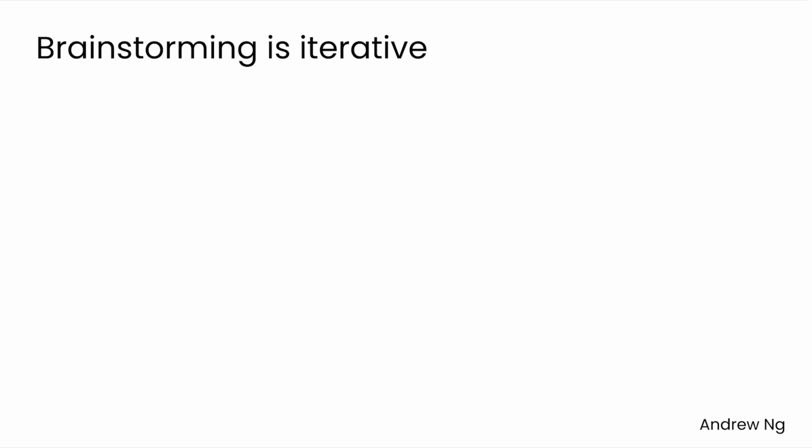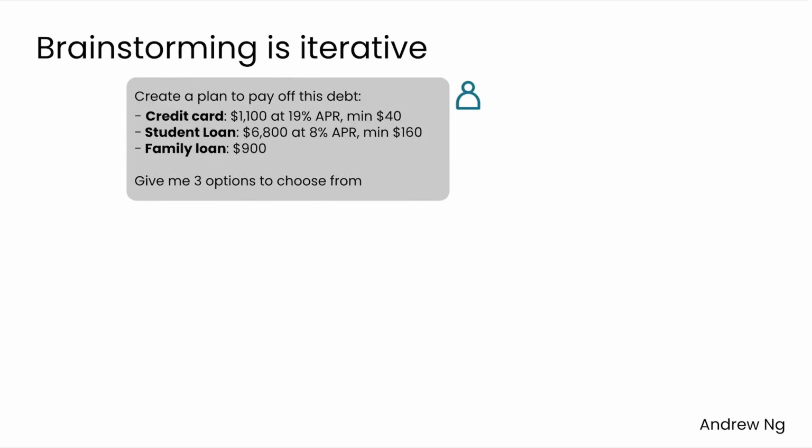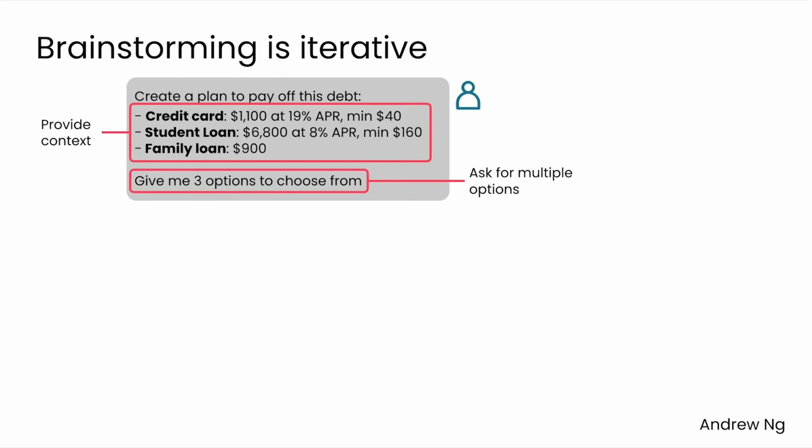If I want to ask AI to help me brainstorm plans for paying off my debt, I have $1,100 of credit card debt at 19% interest, monthly minimum payments of $40, a student loan at 8% interest, and a family loan of $900. So this gives decent background context. Then one thing you could do is ask AI not to give you one option or tell you what to do, but to give you multiple options to choose from. I'll often ask it to give me 3 to 5 options.